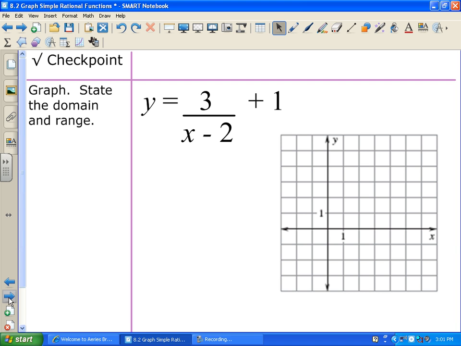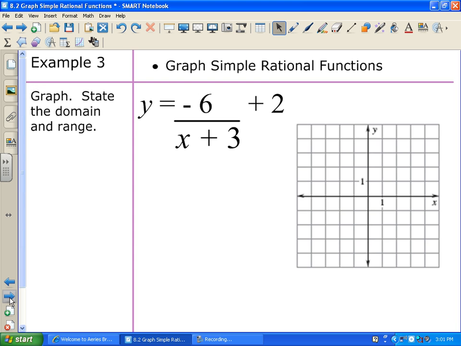All right. Hopefully you got that thing graphed. And we're moving on. This is the last example. We're looking at y equals negative 6 over x plus 3 plus 2. Again, parent, child. You should see what we're doing with the parent function on this one. We're going to have a change of negative 3 for our x values and a change of 2 for our y values. Parent, child.